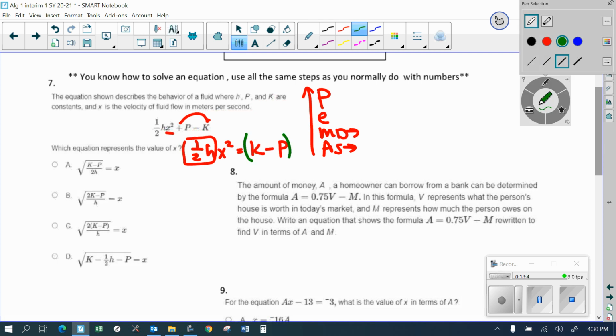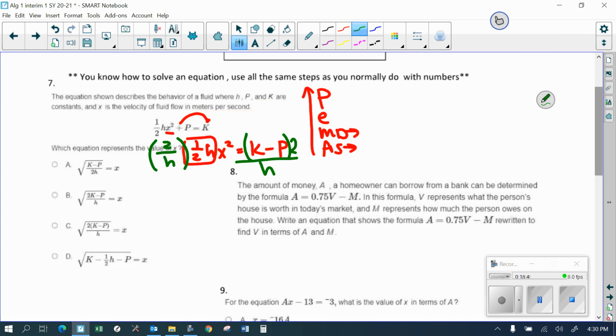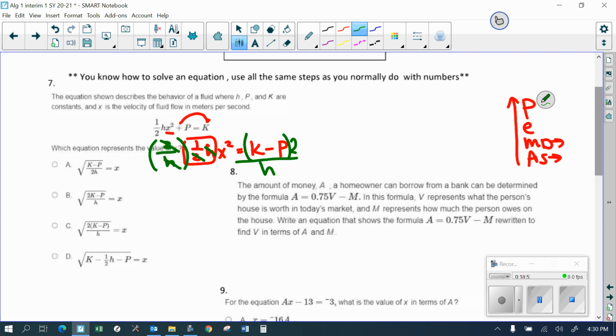So I have this times 2 over h. 2 over h will cancel that out. The h's cancel, the g's cancel. So now I have this equals x squared.